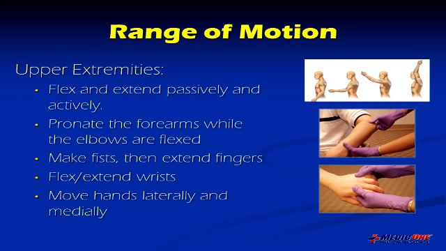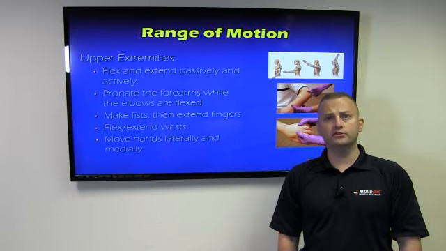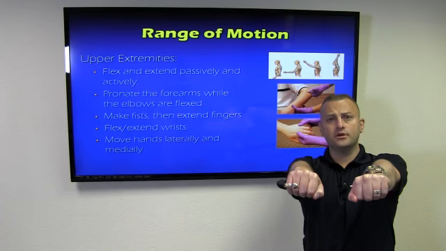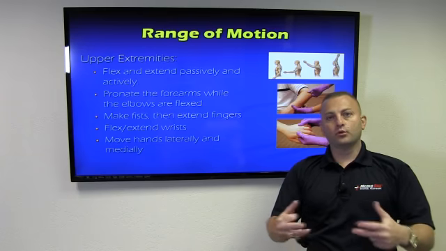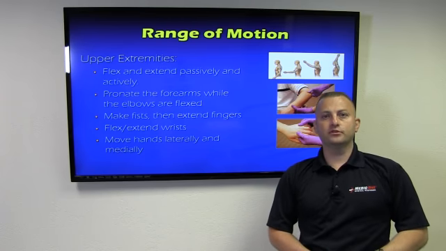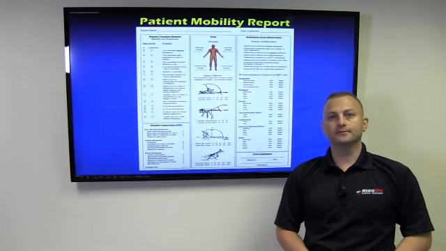Many times you'll be able to capture that information just by watching the patient, especially on their upper extremities. We can ask the patient to flex and extend passively and actively. We can ask them to pronate the forearms while the elbows are flexed, or make fists with extended fingers, flex or extend the wrist, and move hands laterally and medially. So when we meet a patient and we want to do an upper extremity range of motion test, we can ask the patient to lift their arms out in front of them, lift the arms to the side, raise the arms above their head. Those are really good indicators of range of motion, so we need to be asking the patient and documenting that appropriately.